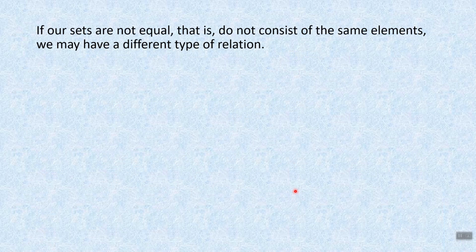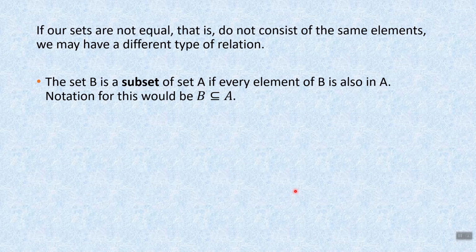All right, if our sets are not equal, so they do not consist of the same elements, we may have a different type of relation. The set B is a subset of A if every element of B is also in A. Notation for this looks like a little C with a line under it, and the C really does mean like contained in, right? It's everything in B is contained in the set A, or it's equal.